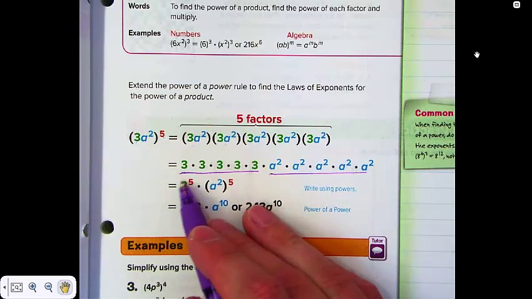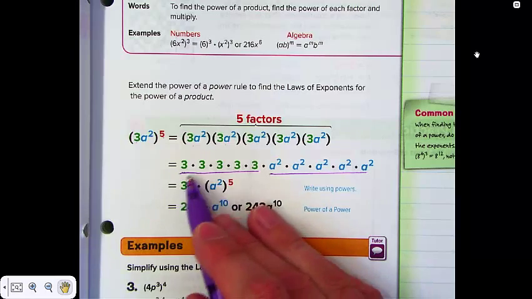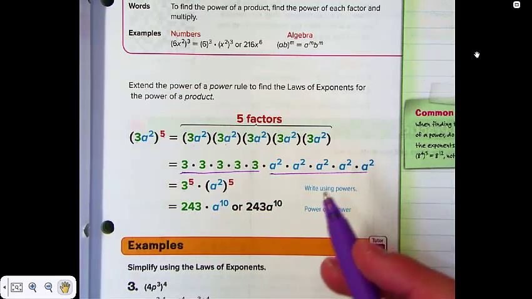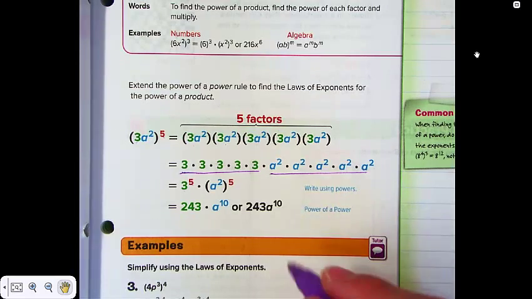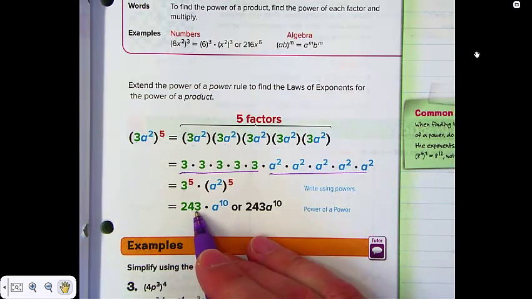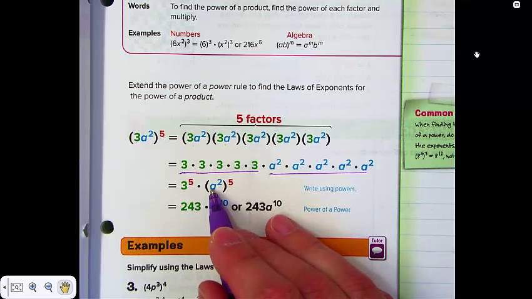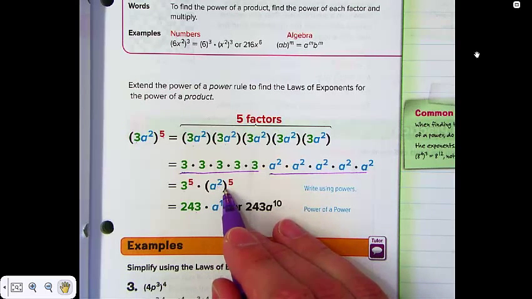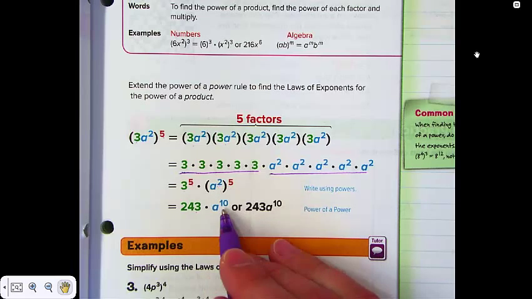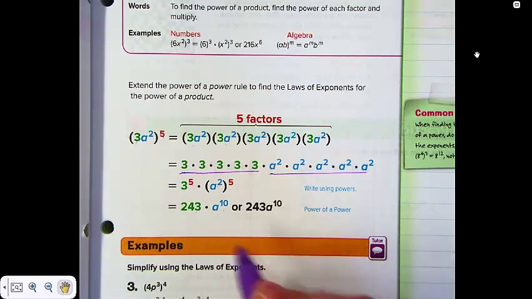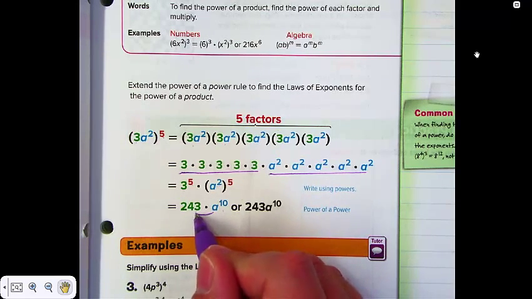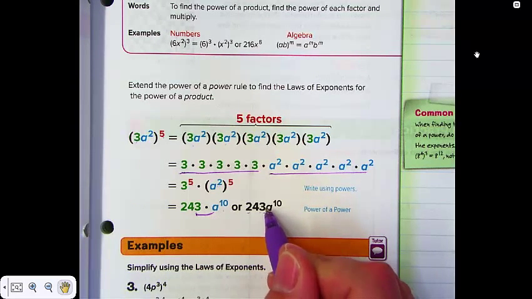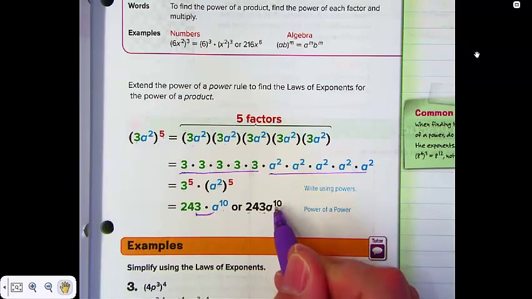Then to multiply this out, we always want to multiply the coefficient number when it's out in front of these. So 3 to the 5th power is 3 times 3 times 3 times 3 times 3, which gets us 243. And then a squared, then to the 5th power, no base in between, so we do 2 times 5 and gets us 10. So our answer then would be putting these two things together. So we have 243 times a to the 10th power.